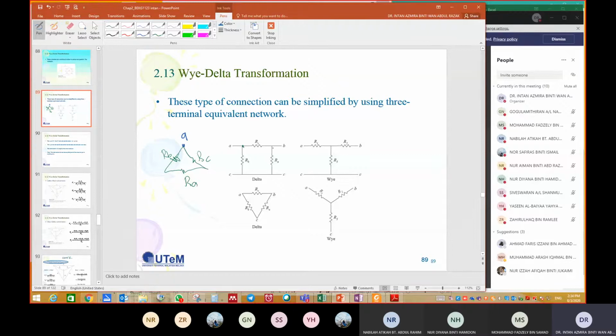So this is B. At B we have C and A. And then B and A are connected together at C. So if we redraw this, this is C, B, this is A. So this is Y, or we call it star. R1, R2, and R3 here.